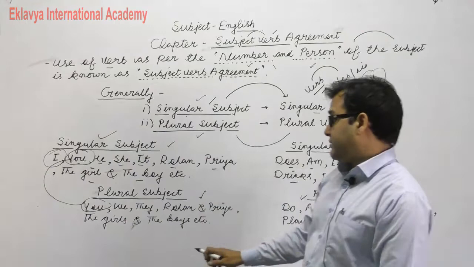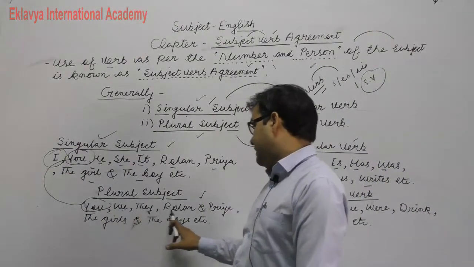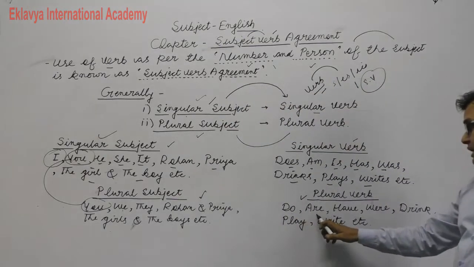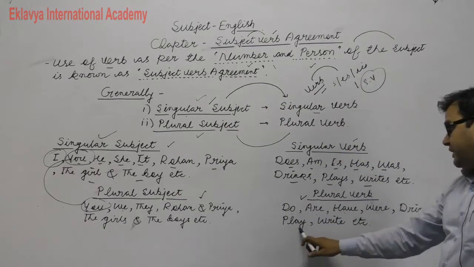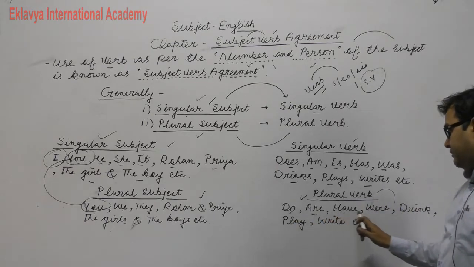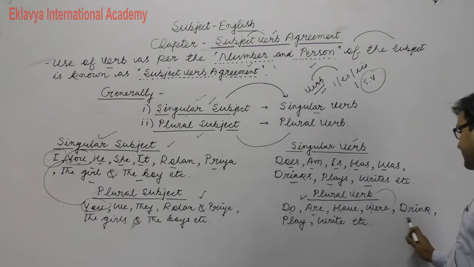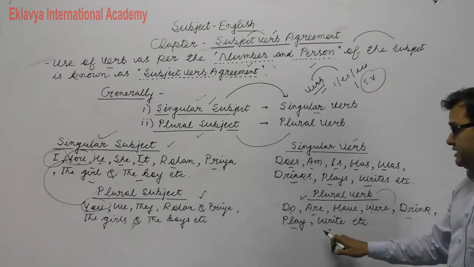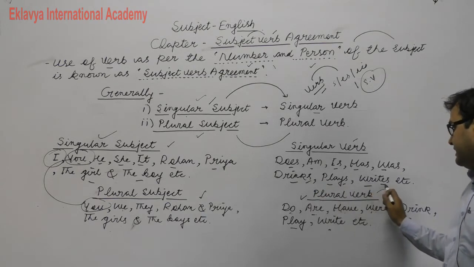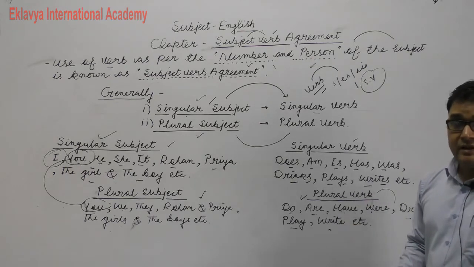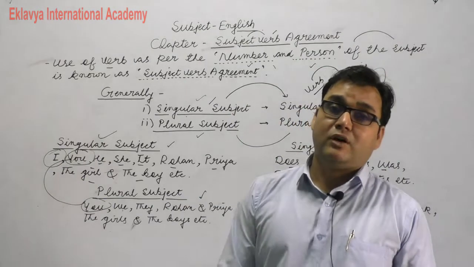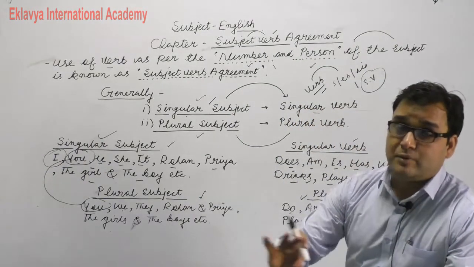Okay, plural subjects like I mentioned here: you, we, they, Rohan and Priya, the girls, the boys. Next we have do, are, have, were, drink, play, write. These are plural verbs, you know them very well. These verbs have been mentioned without s, es, or ies. If there is no s, es, or ies in any verb, the verb will be known as a plural verb. Without s, es, and ies, a verb is always plural.